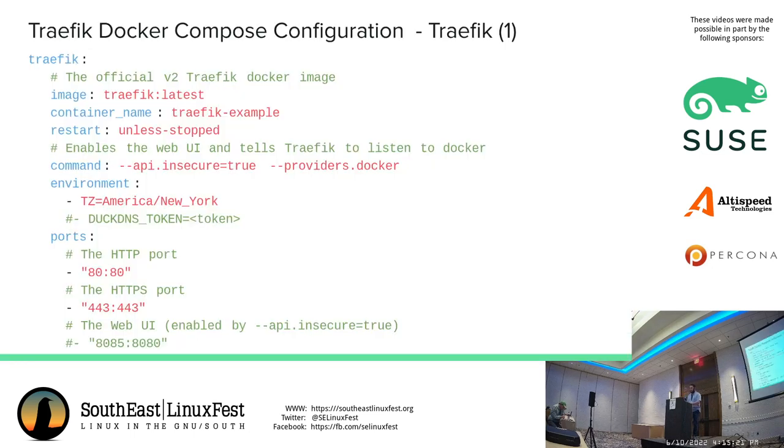Okay, so we'll go through the Docker Compose file first. At the top there, we'll define a service called Traefik. I'll use the latest Traefik Docker image, set a name for the container of Traefik example, and we'll restart it automatically unless it gets stopped.